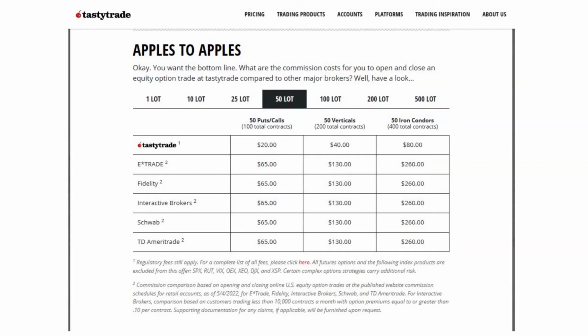Here is a comparison versus some of the other popular brokers, and as you can see, it's much less costly with Tastytrade, especially when you get to the larger number of lots.